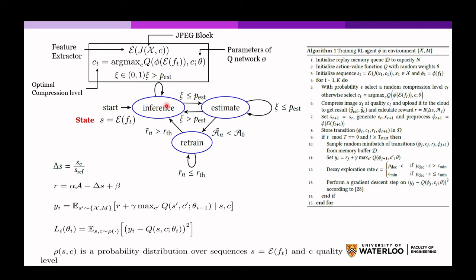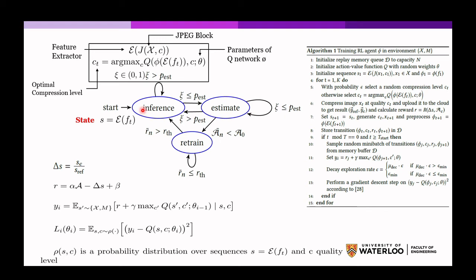...which are the inference state, estimation, and retraining. Any RL model has its own emulated environment, which here would be X, which is the input, and M, which will be the cloud model. AdaCompression runs in inference state almost all the time. In this state, only the compressed images are uploaded to the cloud to achieve minimum uploading traffic load.